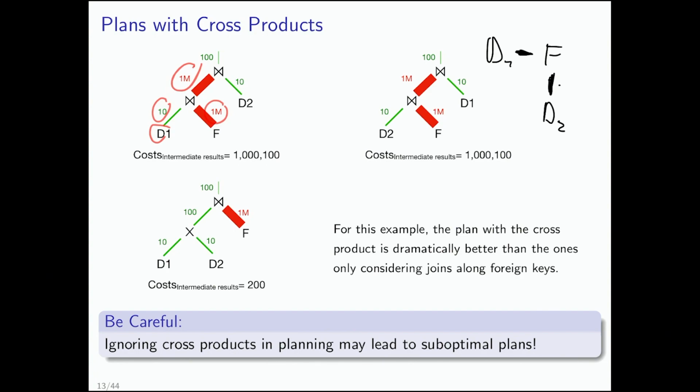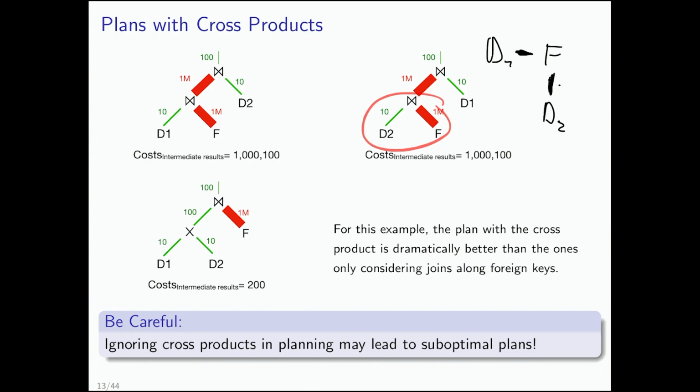So the intermediate result will be 1 million. Then you do another join with this 10 tuples, and you end up with 100 tuples in total, maybe, and so forth. And if you do it in this order, first join with D2, it's a similar situation.